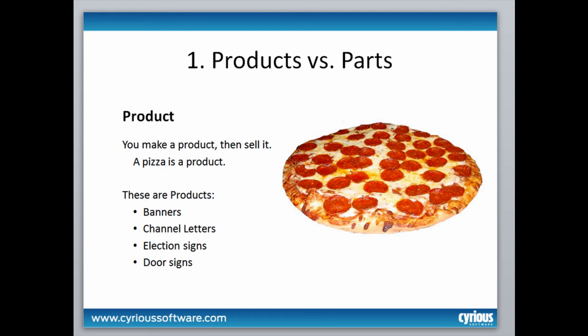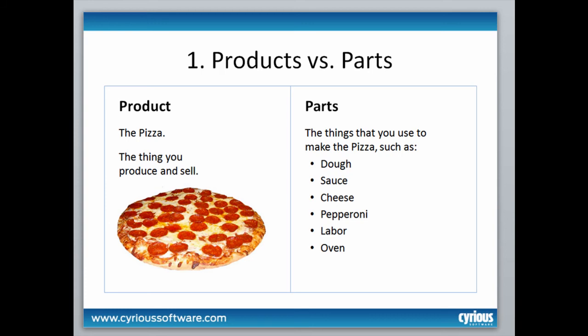What's a product? Let's take an everyday example that we all know well. A pizza is an example of a product. It's something that somebody makes and then sells. In your business, you might produce banners, channel letters, election signs, door signs, etc. Those would be examples of what we would call a product in Serious Control.